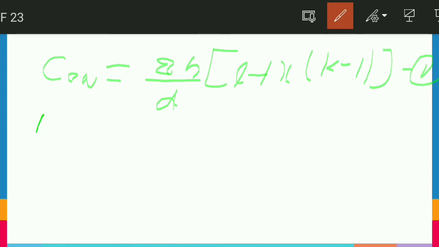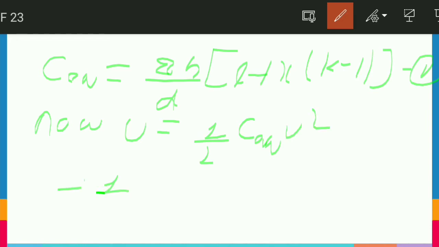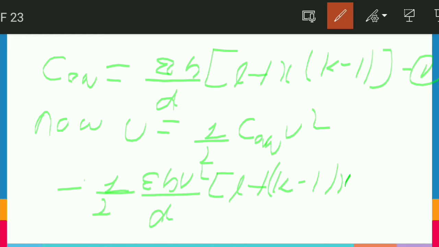So friends, now energy U should be equal to how much? Half C equivalent into V square. So it will be half epsilon naught b V square upon d times L plus k minus 1 into x. This is the energy stored when x length of the slab has gone inside the capacitor.